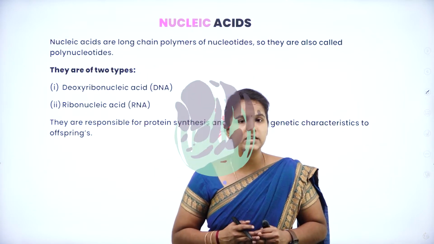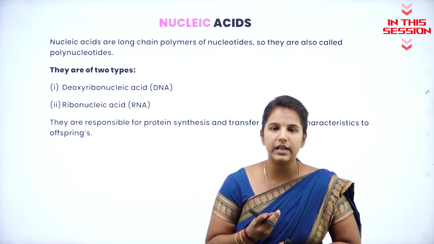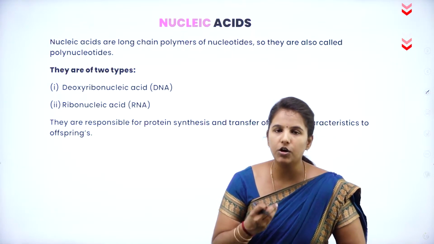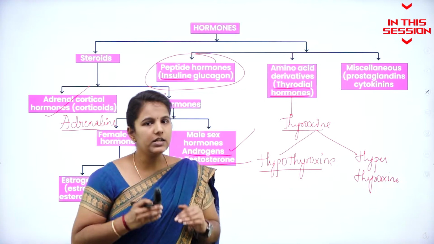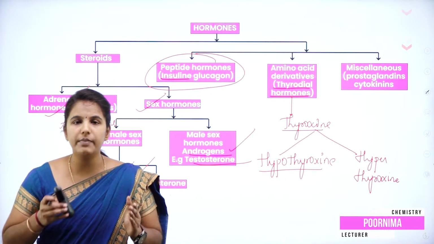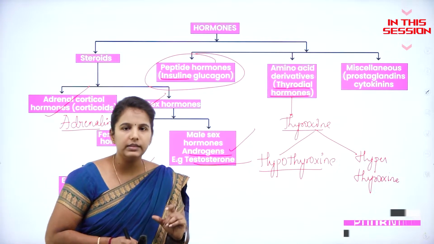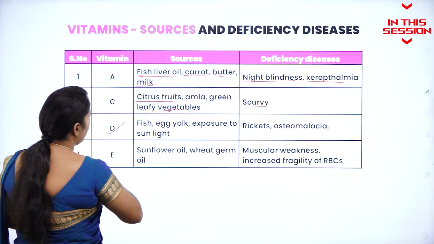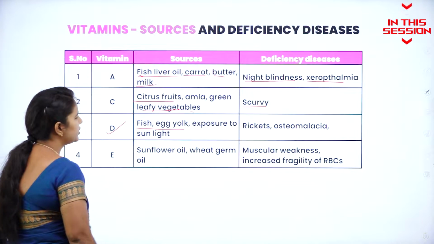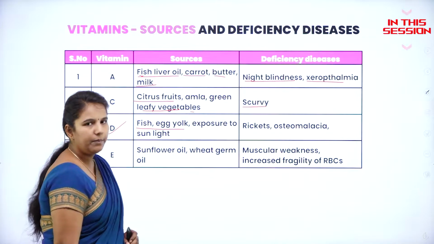What are nucleic acids? Nucleic acids are the polynucleotides, or you can say that they are the polymer of nucleotide. That is why the doctors will suggest taking iodine salt to maintain the normal production of thyroxine from the thyroid gland. Vitamin D is obtained from fish, egg yolk and exposure to sunlight. The example is rickets.